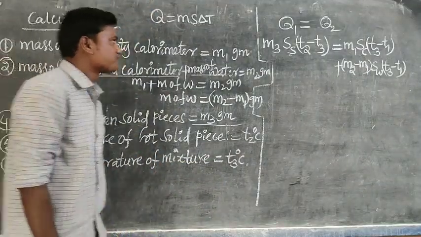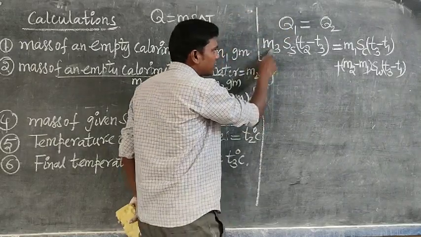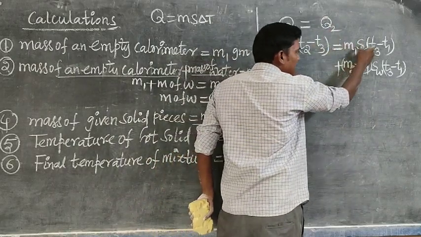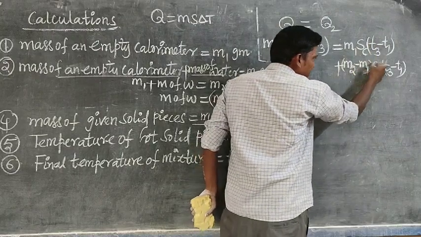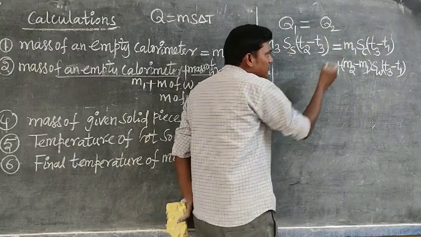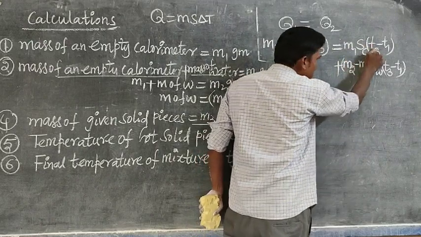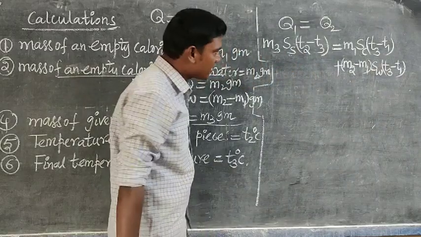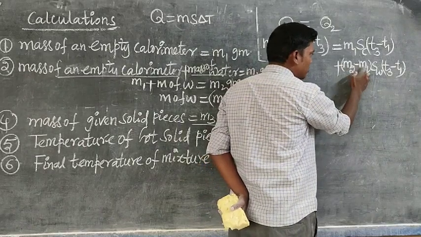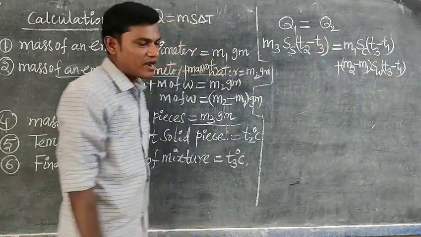So the heat energy lost by the hot body is M3 S_S (T2 minus T1), and in the place of Q2 it is the heat energy gained by the calorimeter plus the heat energy gained by the water. That is the meaning of that. How much heat energy is gained? M1, the mass of the calorimeter only, S_C, the specific heat of the calorimeter, change in temperature T3 minus T1. Next, how much heat energy is gained by water only? The mass of the water M2 minus M1, the specific heat of the water S_W, and T3 minus T1.